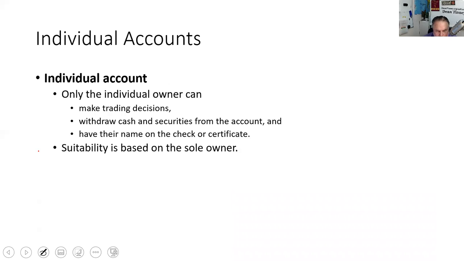Individual account. So only an individual owner can make trading decisions, withdraw cash or securities, and have their name on the check or certificate. Again, it doesn't matter what type of account we're talking about. The checks are going to be cut to the title of the account. The suitability is just going to be based on that sole owner, right? I don't have to check with anybody else because it's their account.